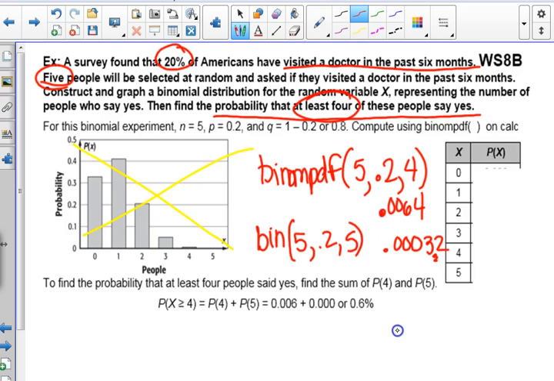So if I add those together, the probability of at least 4 would mean 4 or 5 people. If I add those, I get 0.00672. They rounded and got a slightly different answer than we did, but this is not a percent. If we wanted to move it over twice, we'd have 0.67% of the time. So 0.67% is the probability that we ask 5 people and 4 or 5 of them say they went to the doctor. Really small percent.